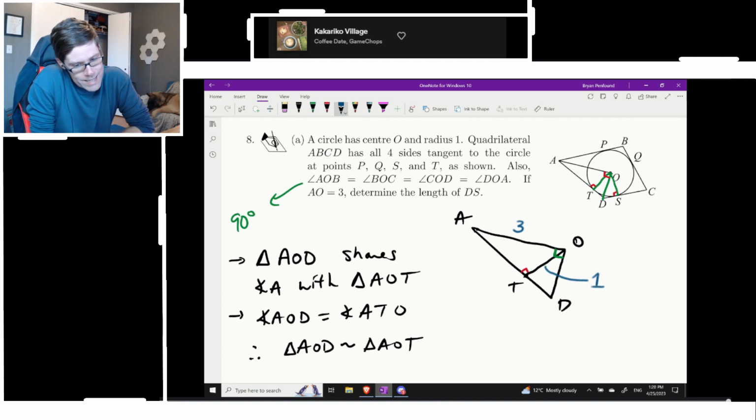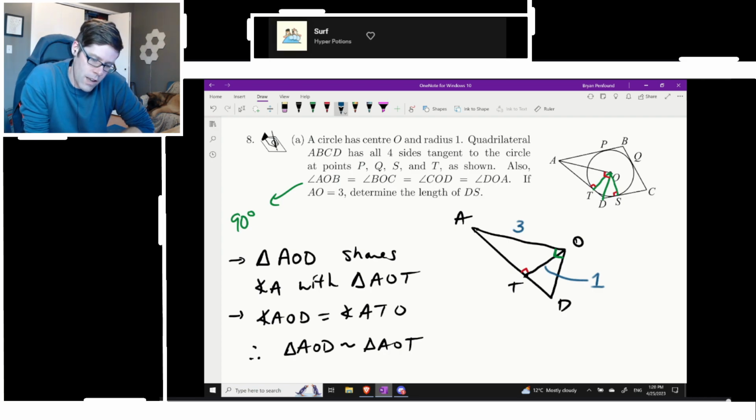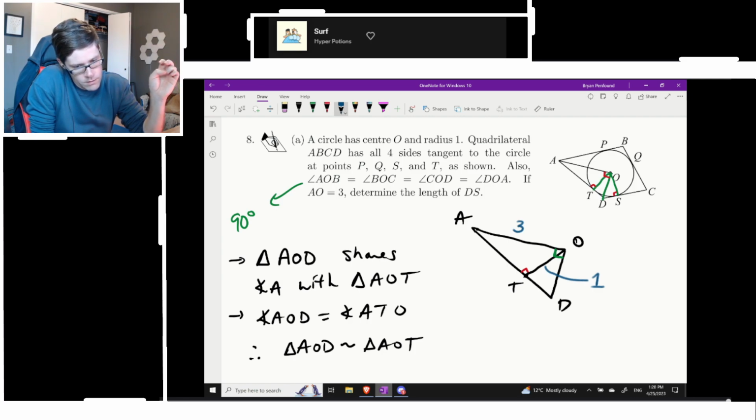And what are we trying to find? DS. Is DS going to be the same length as TD? Is Nintendo DS the same length as TD Canada Trust? Is it the same length? It feels like it should be, but it might not be, right? I don't know. AD and DC are tangent. I guess all these triangles are going to be similar to each other, so it doesn't really matter, I don't think, right?